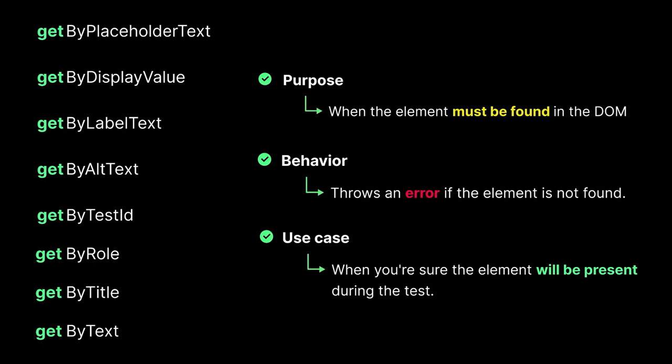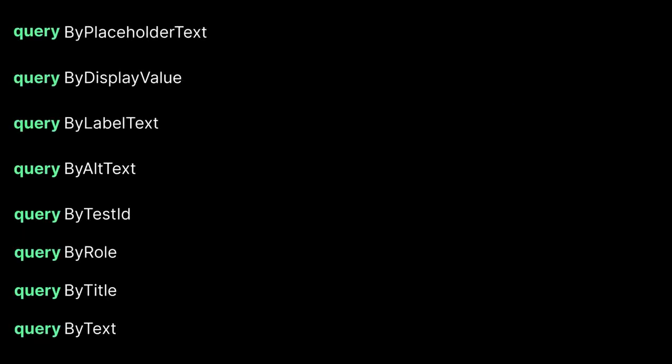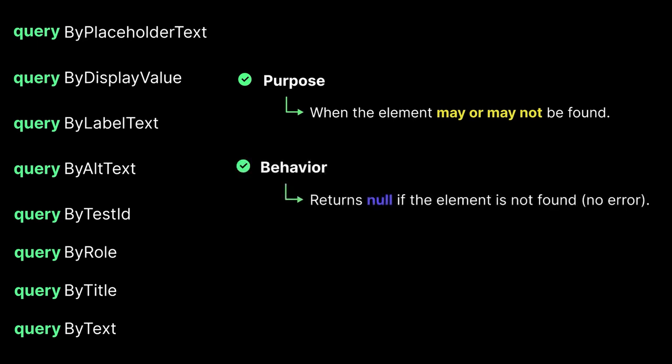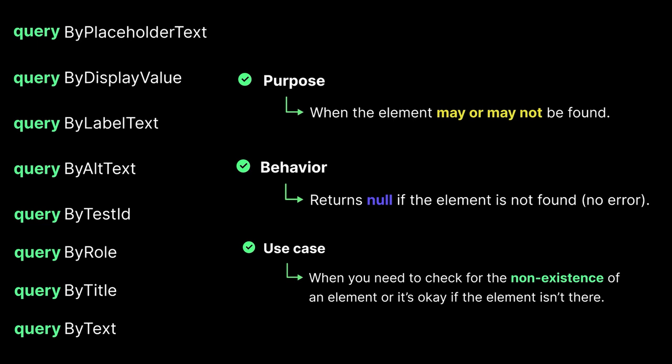So this is how we are going to be using all of them with get. Now let's talk about how we can use them with query. Whenever we see a method with query, that simply means the purpose is when the element may or may not be found, and the behavior is that it will return null if the element is not found, and it will not give us an error, no error whatsoever. So it's going to give us null. And the use case is when you need to check for the non-existence of an element, or it is okay if the element isn't there. So this is how we are going to be using those methods with query.